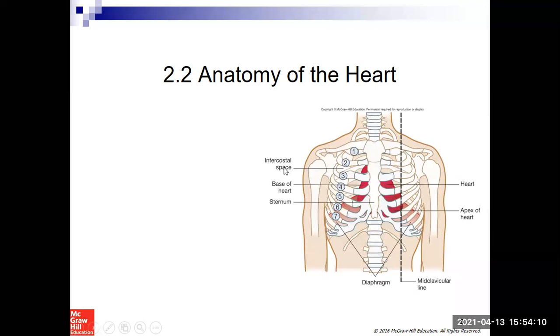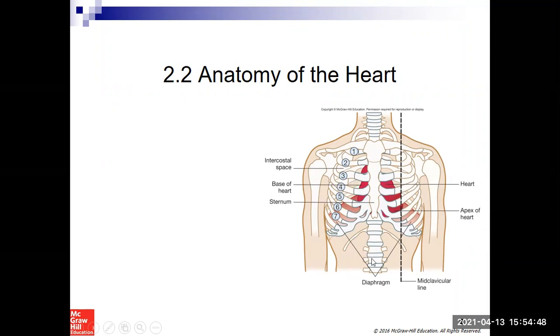All right, we have intercostal spaces, meaning intercostal between the ribs. So we have a rib, rib, rib, rib, rib, rib, rib. And we have spaces in between the ribs, okay? And then we see the sternum here, we see the base of the heart, the apex of the heart. The base here is at the very bottom, which is going to give the maximum pulse of the heart. Some medications that the patients take, we have to do the apex heart rate.